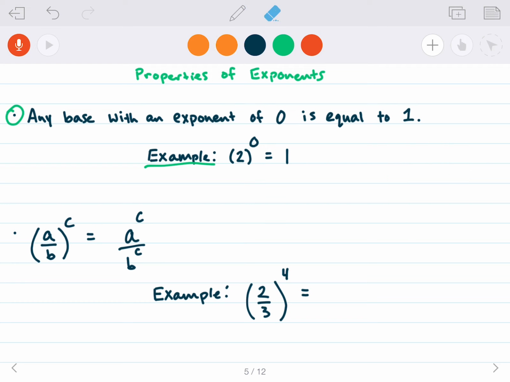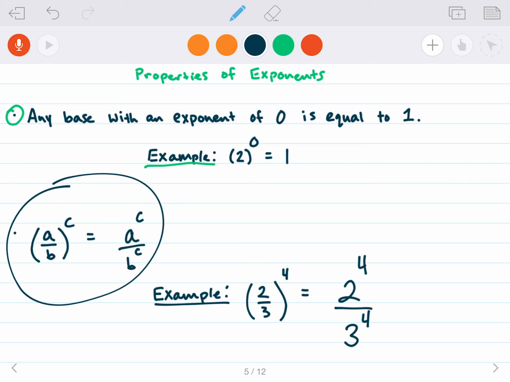The second property is if we have a fraction raised to an exponent, we can simply distribute that exponent inside to the fraction. So a over b all raised to the c is the same thing as a to the c over b to the c. Let's do an example with that. Looking at this example, our fraction is 2 over 3. That's our base, and our exponent is 4. So this is going to be 2 to the 4th over 3 to the 4th, using this property right here.